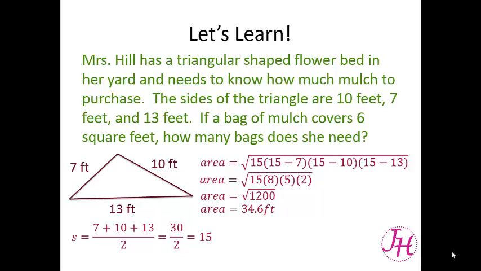The last thing we need to do is divide our 34.6 by 6, because each bag of mulch covers 6 square feet. So we get approximately 5.8, and you can't buy a portion of a bag, so we must buy 6 bags.